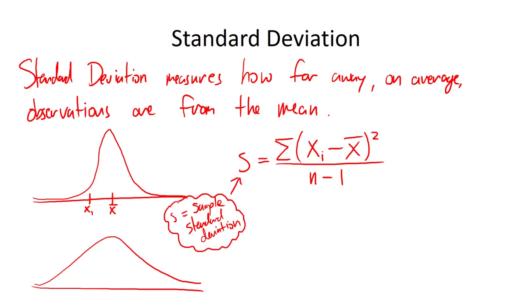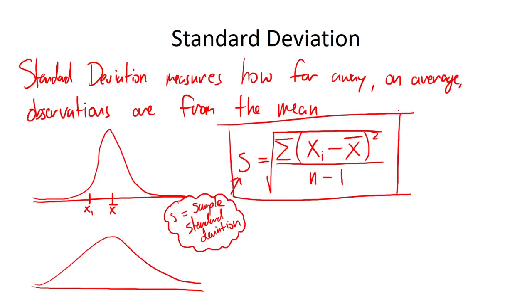Now, that number right there is actually called the variance, which is something we don't use so much in this class. We use the standard deviation, which is the square root of all that. So this is the formula for calculating sample standard deviation. Now, it looks very complicated, and it kind of is.